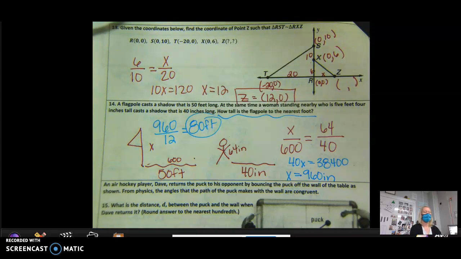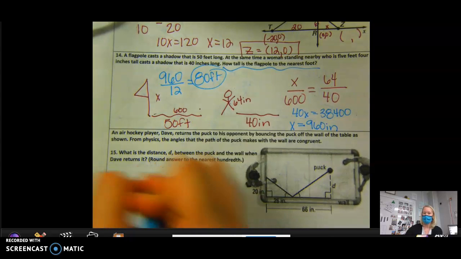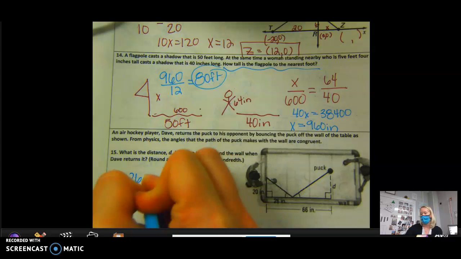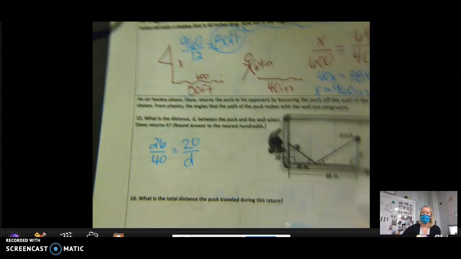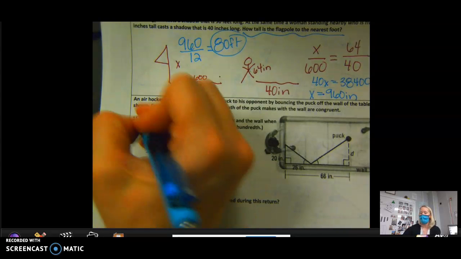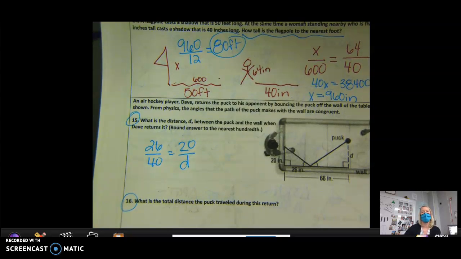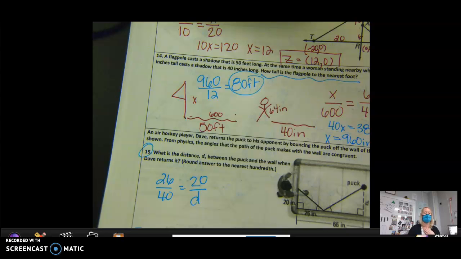Okay, real quick because of time. Number 15, I'm going to tell you that we are going to set this up as 26 over 40 equals 20 over D. I want you to look at 15 and 16. We'll finish them tomorrow at the beginning of class, or I'll go over them real quick. If you could just take 2 minutes to actually do those today during school, that'd be great. That's really the only thing I need you to do, okay?